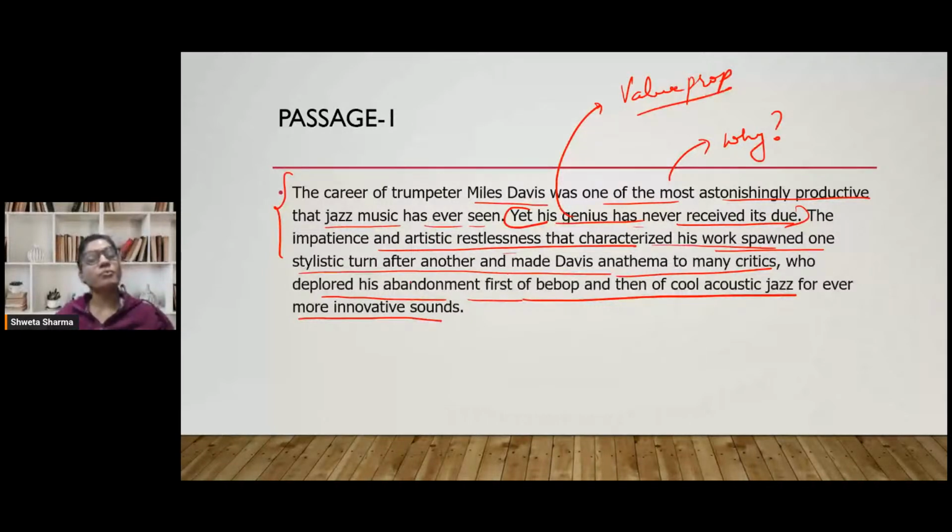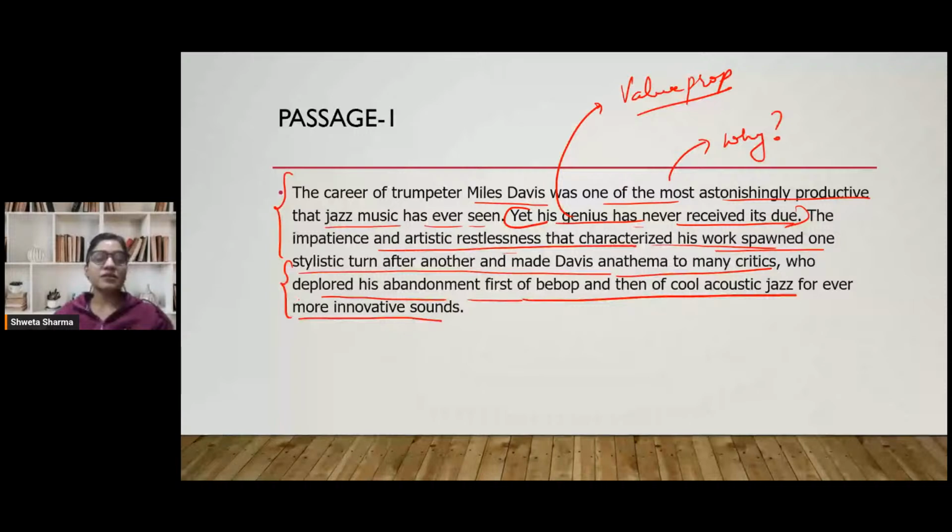So he was criticized for his work. Who deplored his abandonment? Maybe he was not focused on one thing. Critics deplored his abandonment, first of bebop and then of cool acoustic jazz, for ever more innovative sounds.